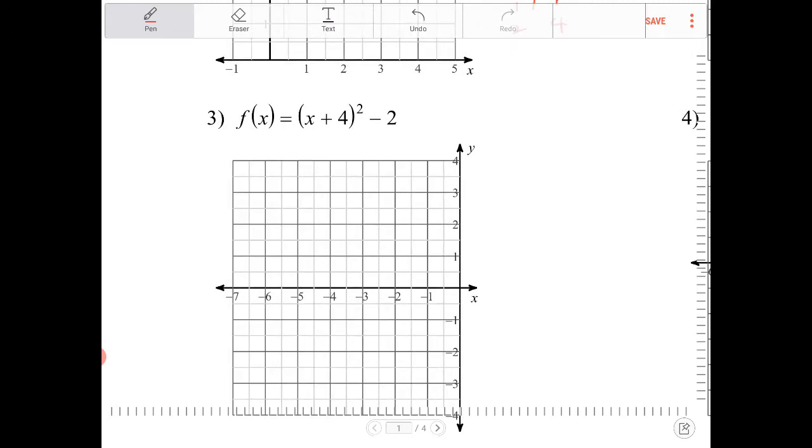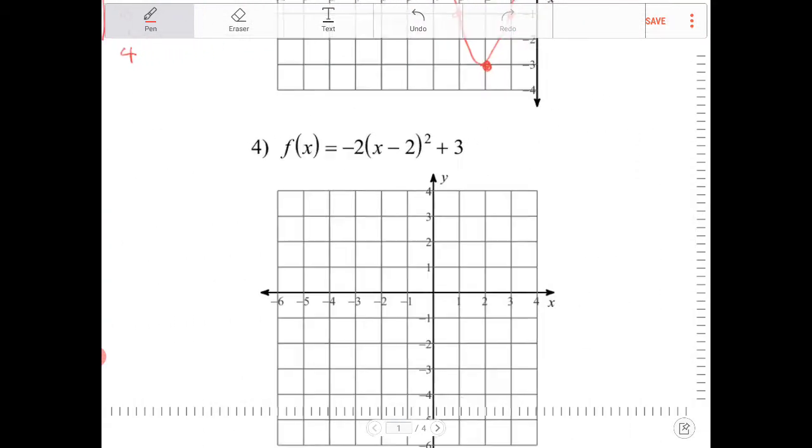So next I have x plus 4 squared minus 2. The vertex here is located at -4, 2, which is this point right here. There's no vertical stretch, so it's going to just look like this. Let's take a look at the next one.